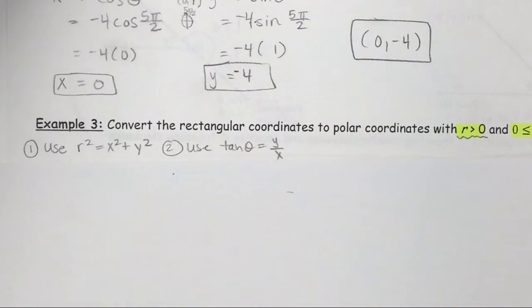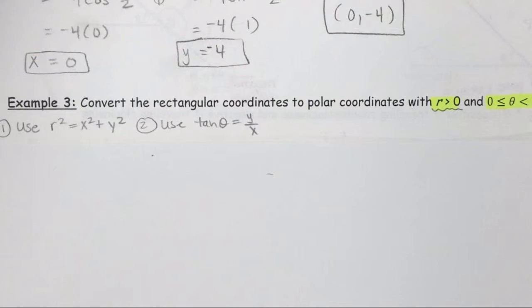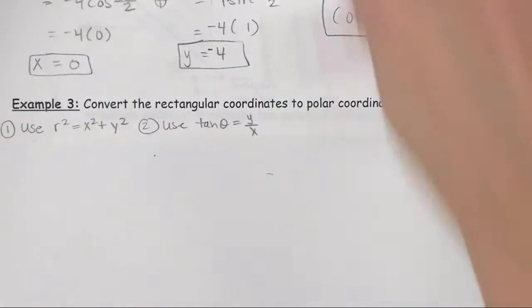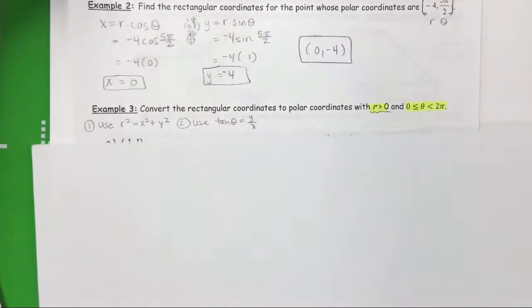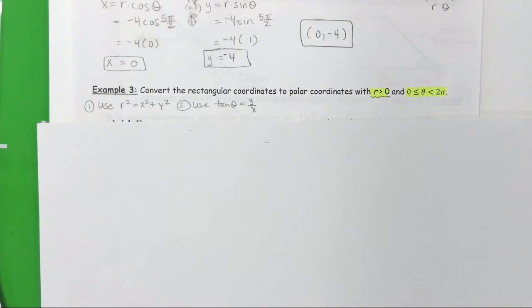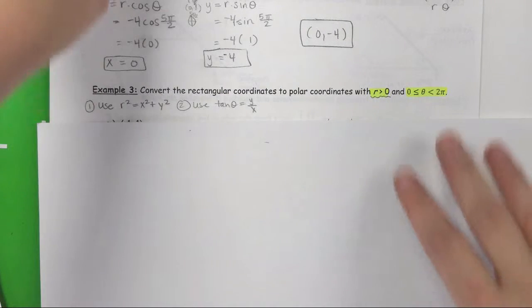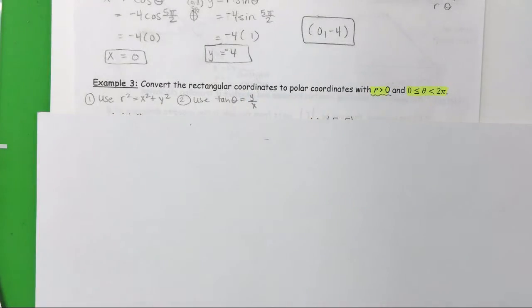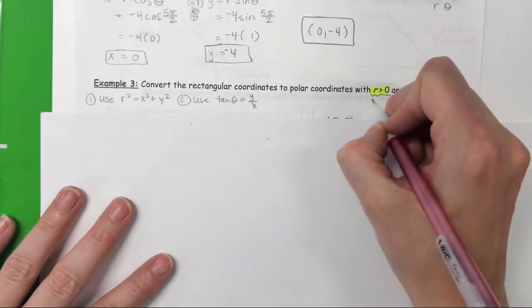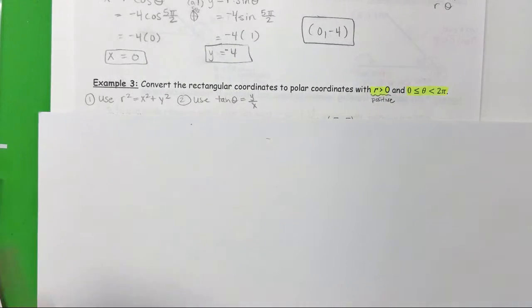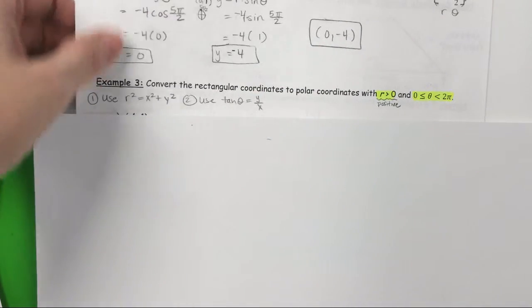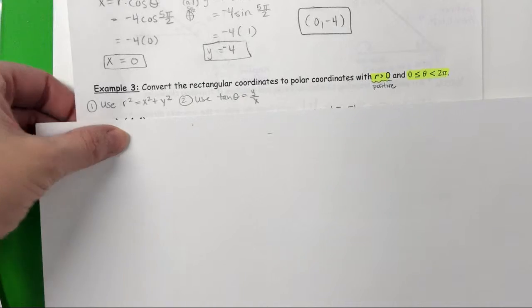All right, and then for the next one, it says convert the rectangular coordinates to polar coordinates with r greater than 0 and 0 less than or equal to theta, which is less than 2 pi. The first thing we're going to do is use r squared equals x squared plus y squared, and then the second thing we'll do is y over x. Now I highlighted this because if r is greater than 0, that means it's going to be positive, so we are going to take the positive r value. And theta will be between 0 and 2 pi, so you won't have any negative values.